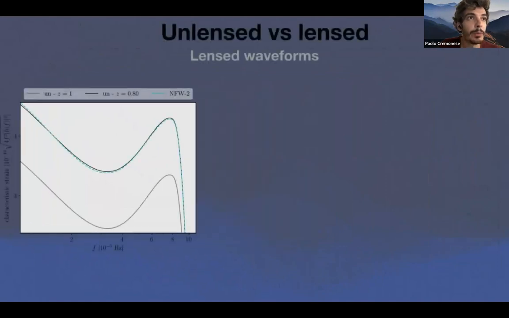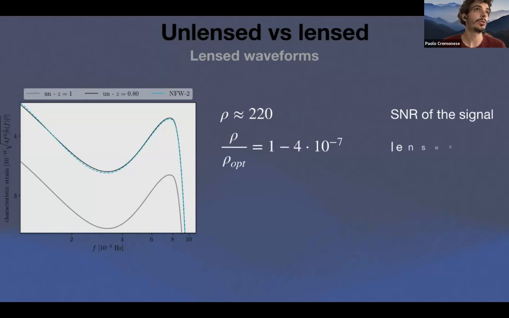So let's see some examples to see if we are able to, first of all, distinguish a lensed event from an unlensed one. Here we have the first example. We have a lensed event by a Navarro-Franck-White 2 type of lens that overlaps quite well with an unlensed event with the source at redshift 0.8. I remind you that for the lensed event, the source is at redshift 1. So we compute the match between these two signals.